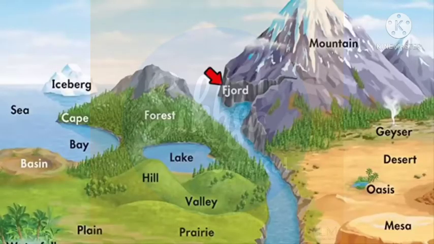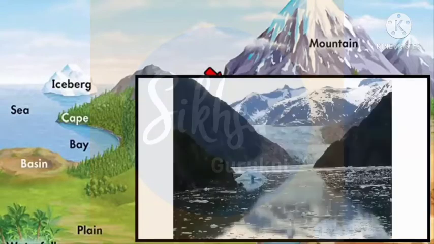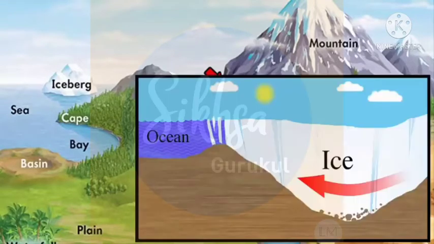The next one is Fjord. The F is silent when you pronounce it. These are long, narrow, deep inlets of the sea between high cliffs. How are they formed? They are created by glaciers.